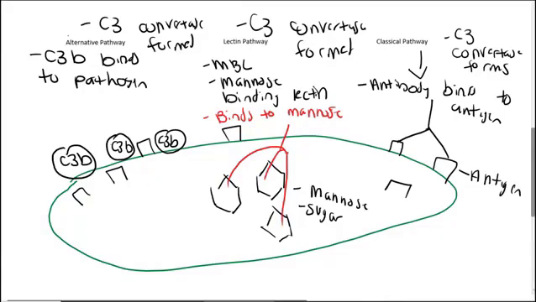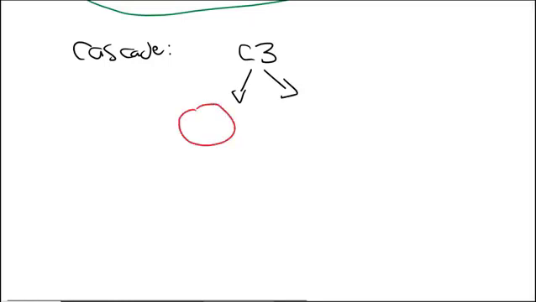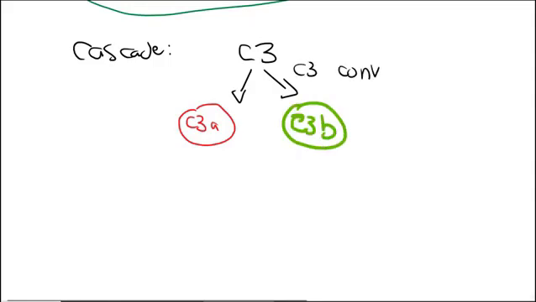So now let's talk about what C3 convertase does. The complement system is a cascade of events. The first protein involved is C3. When C3 convertase is produced, it's going to split C3 into C3a, complement protein 3 subunit A, and C3b. So C3 convertase causes this split to happen.